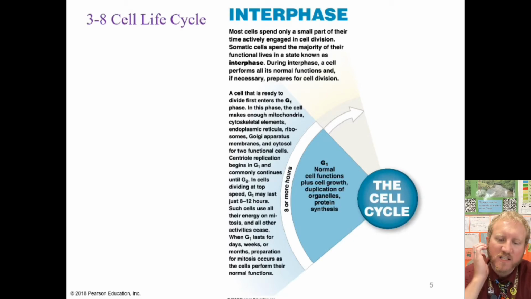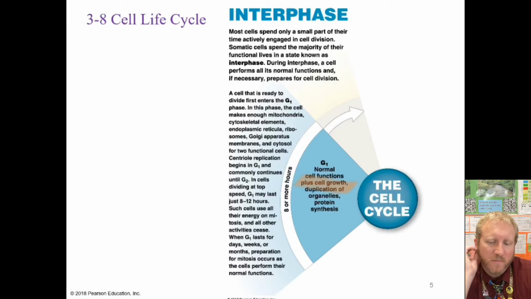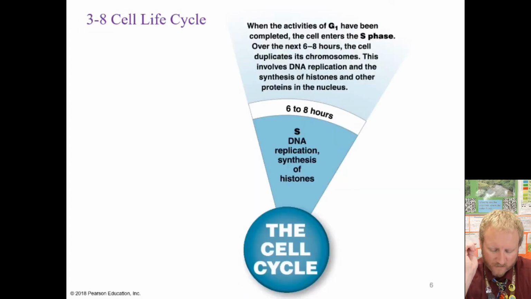Then we have G1. This is the first phase where the cell is still doing normal function, but the cell is growing. We're building new organelles. We're increasing protein synthesis to get ready for division. This is sort of the gear up phase, okay? We start to get a little bit of movement of the different organelles as they're moving around and stuff like that. This can take as little as 8 hours or, if it takes several weeks, we've probably got some sort of cell division that's about to take place.